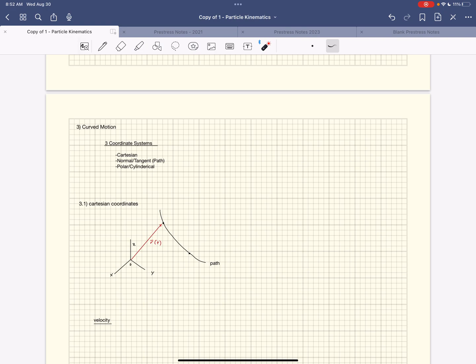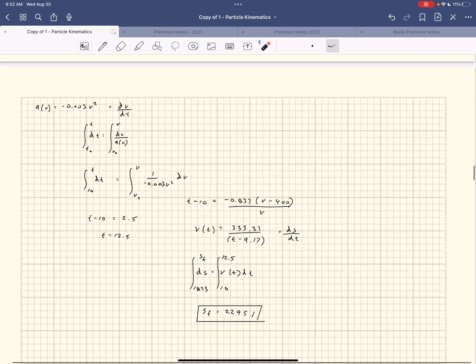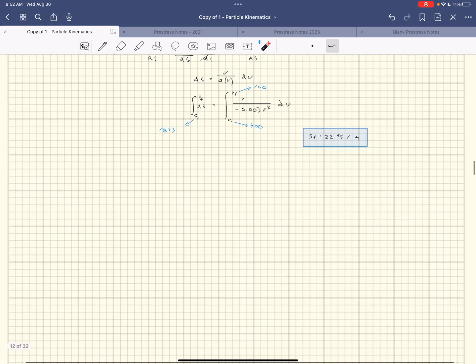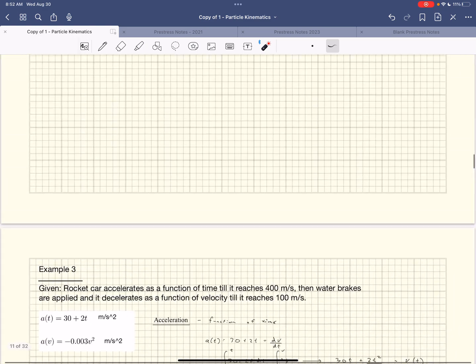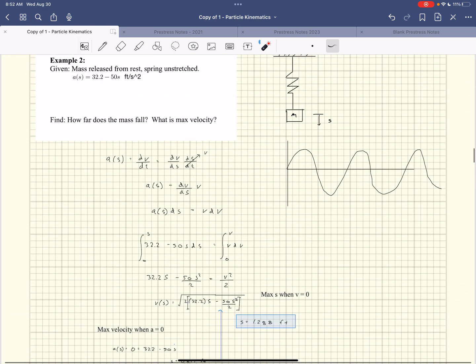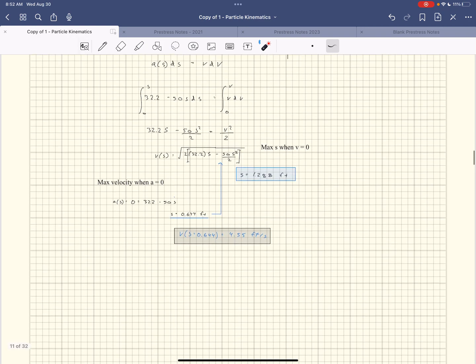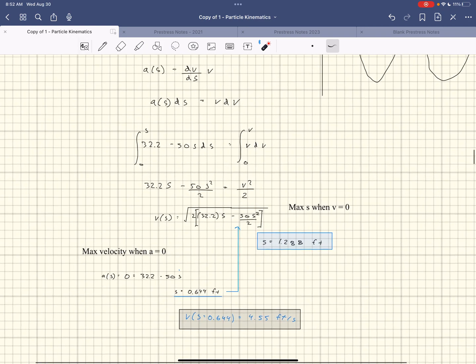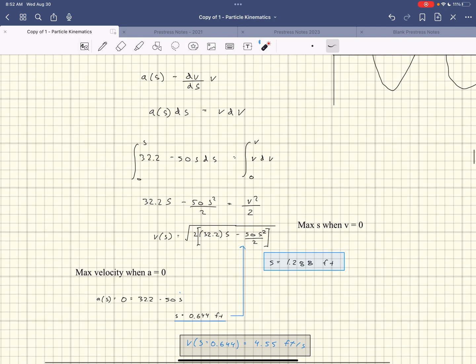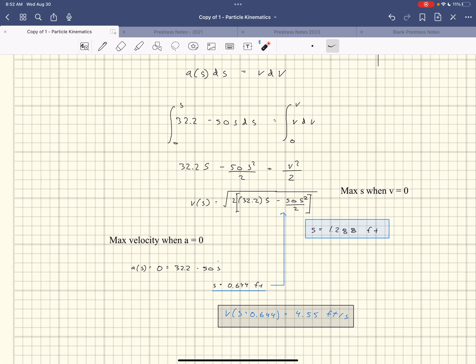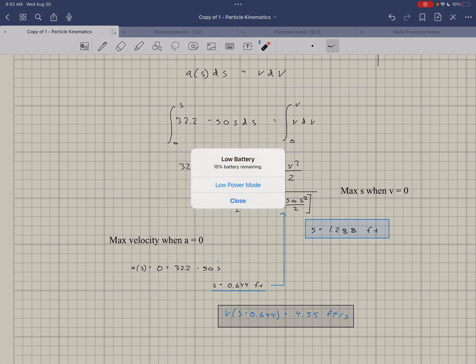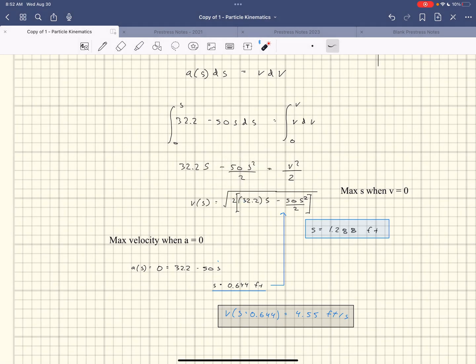Why did you divide S by 2? Oh, sorry, the spring one. When the spring's out all the way, the velocity is 0. What did I divide by 2? The 1.228 becomes 0.644. It's different. This one was coming up with the position in which velocity is equal to 0.